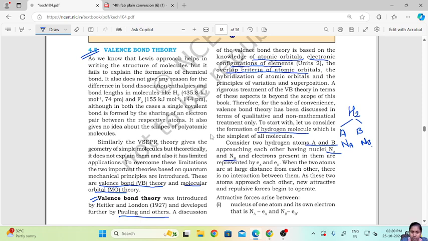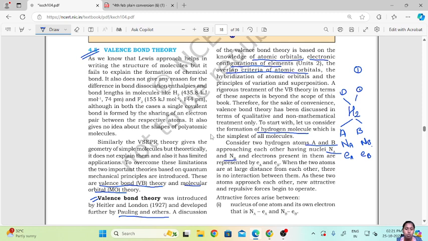And the electrons present around them are represented by Ea and Eb. Since hydrogen has atomic number 1, both hydrogens will have one electron around them, so Ea and Eb is fine for their representation. When the two atoms are at a large distance from each other, there is no interaction between them. It's something similar to a magnet: when we keep them at a long distance, there won't be any interaction between them, right?